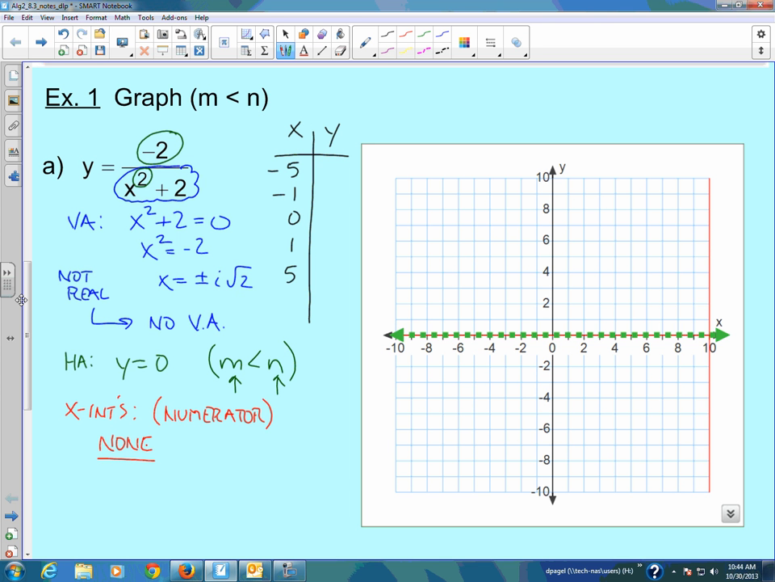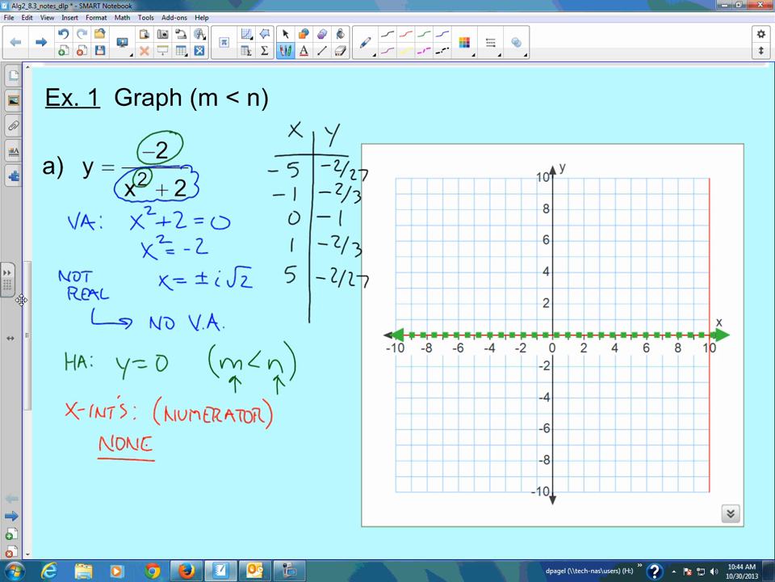Plugging these in, negative 5 squared is 25, 25 plus 2 is 27, so we get negative 2/27 there. Negative 1 squared is 1, 1 plus 2 is 3, negative 2/3. For 0, we get negative 2 over 2, which is negative 1. For 1, we get back to negative 2/3. And for 5, we get back to negative 2/27.